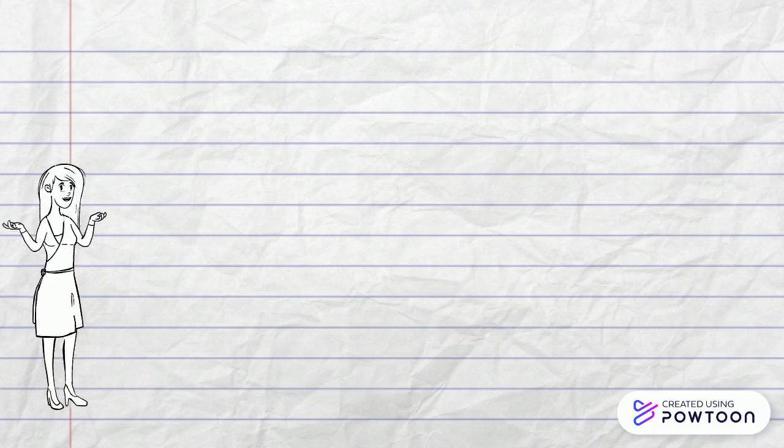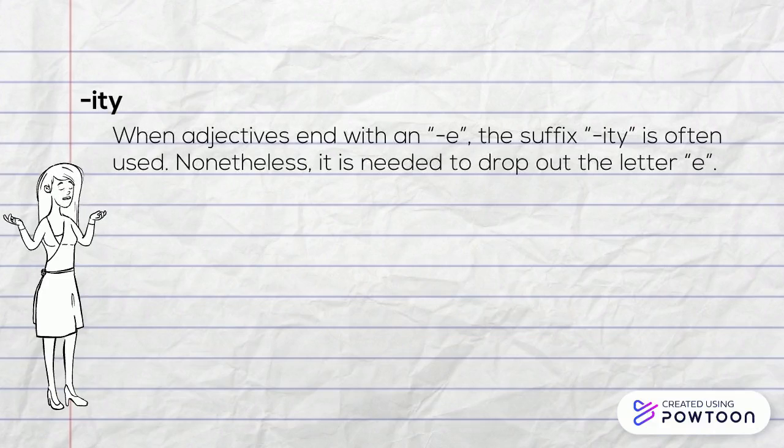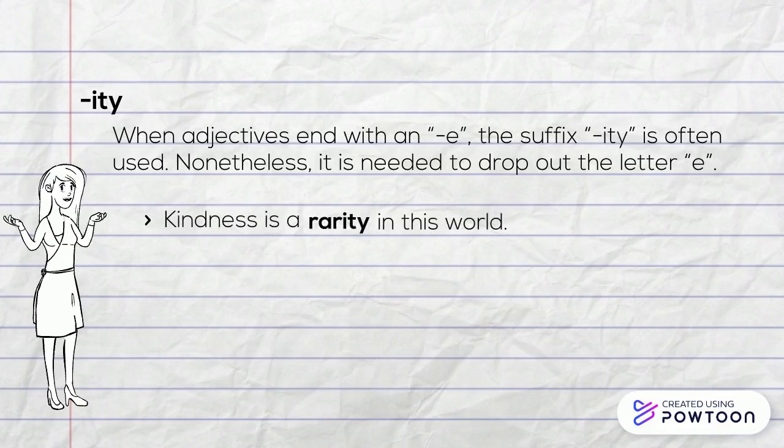We have the third suffix, that is -ity, and this is when adjectives end with an e. The suffix -ity is often used. Nonetheless, it is needed to drop the letter e. For example, "Kindness is a rarity in this world." Here we have the adjective rare, we add -ity and it becomes a noun.